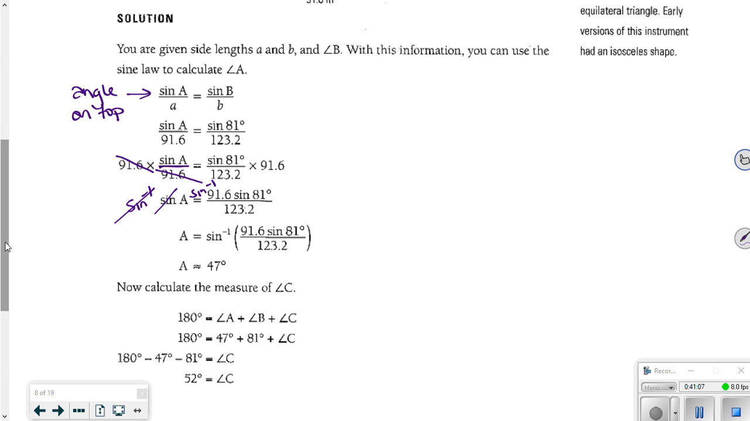And then because now we know two of the angles in our triangle, we can find our third one. So we know that a triangle adds up to 180 degrees. And if we subtract the two angles that we know, so the 47 degrees that we just found, the 81 degrees that we were given in the question, our third angle is going to be 52 degrees. Okay, so you can't always directly solve for what they're asking you for. Sometimes you have to solve for what you can first and then see how it helps you.